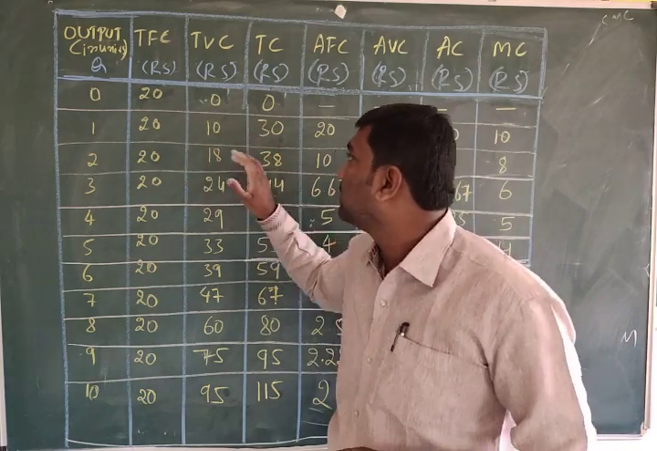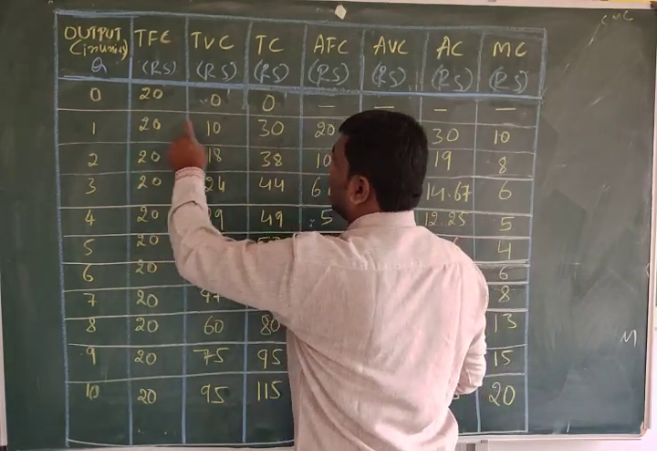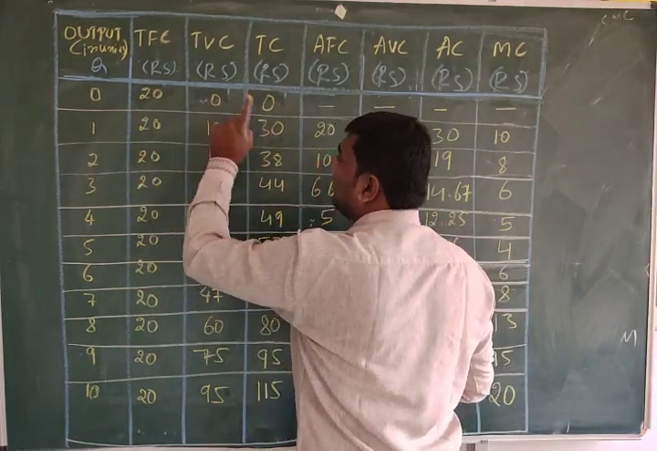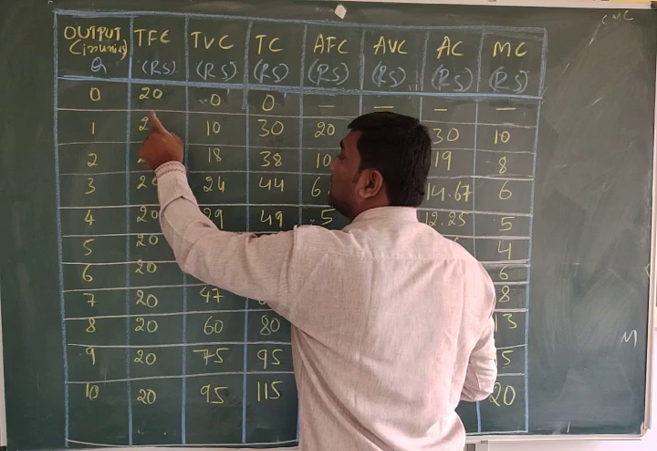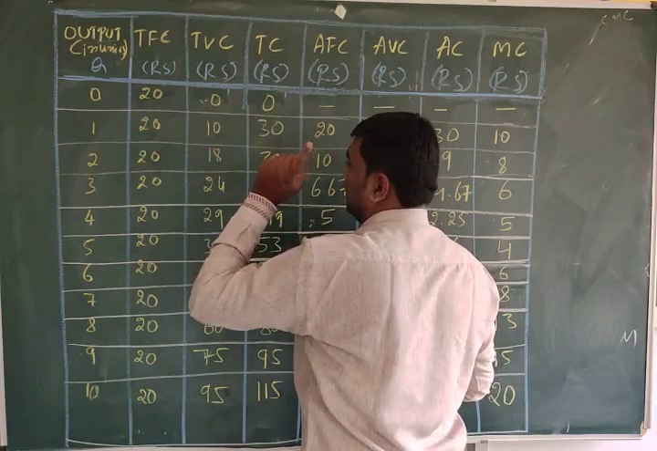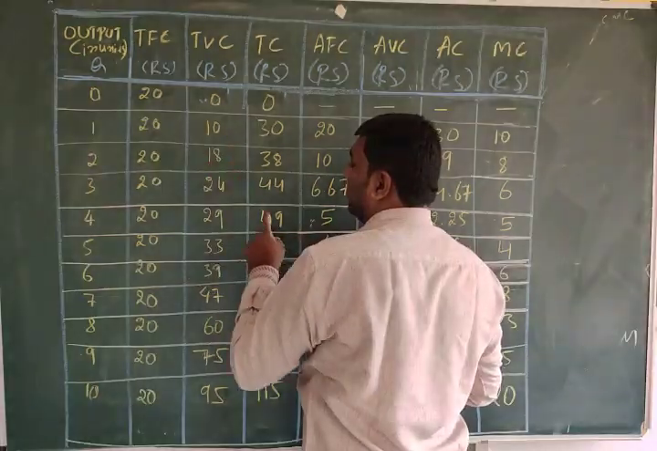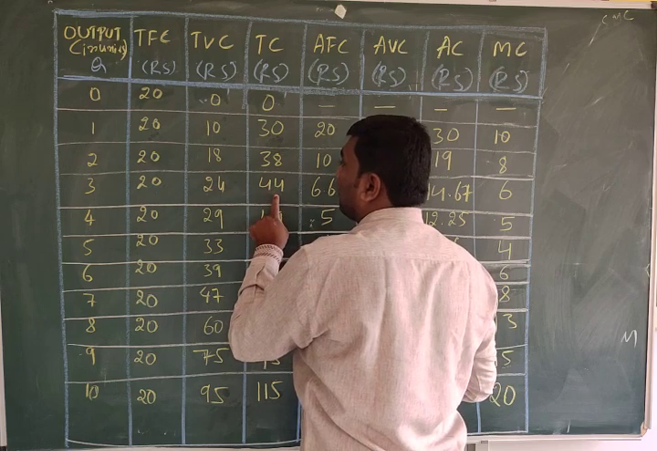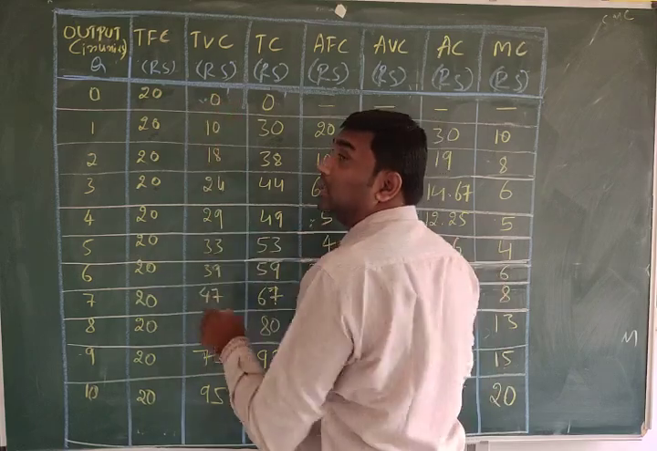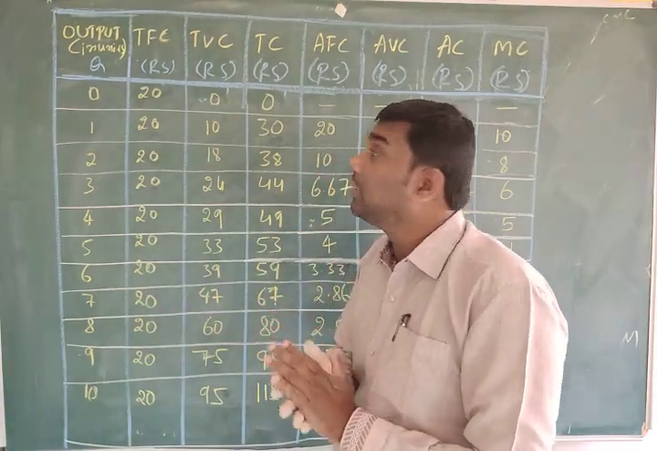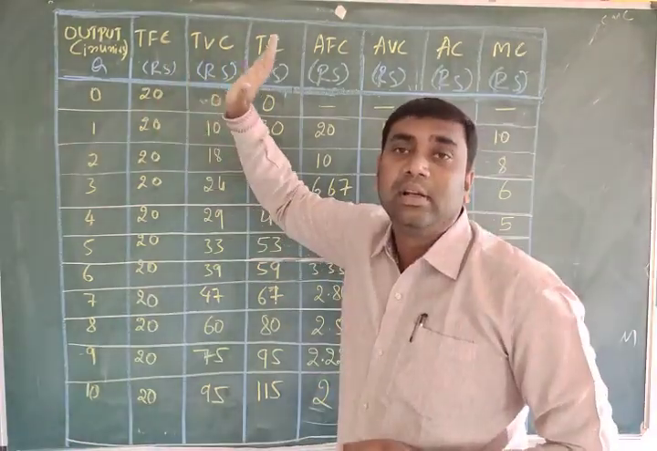TC minus TFC, you will get the TVC. Definitely you will get the TVC. See, out of 30, if you deduct 20, you will get 10. Out of 44, if you deduct the 20, you will get the remaining 24. That is TVC. TVC you can get with the help of the formula TC minus TFC. Are you understanding?